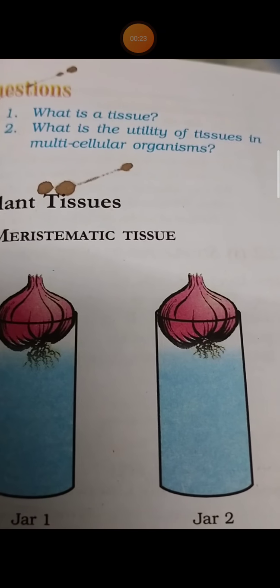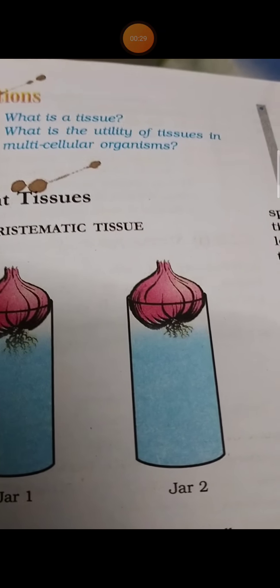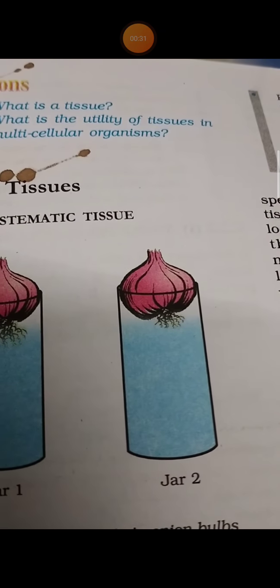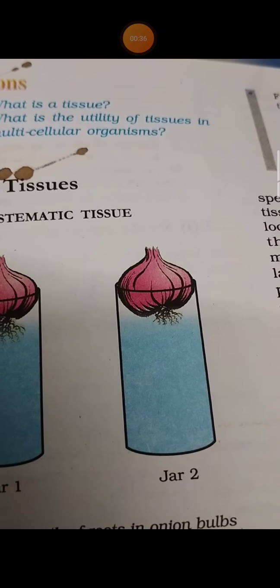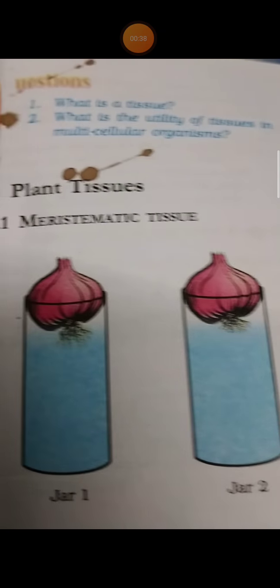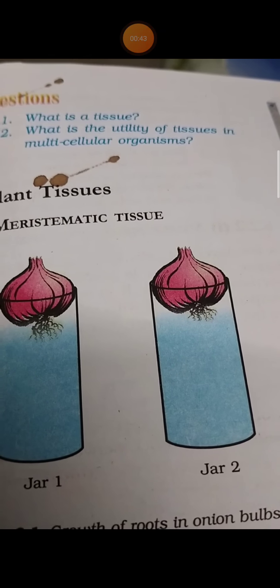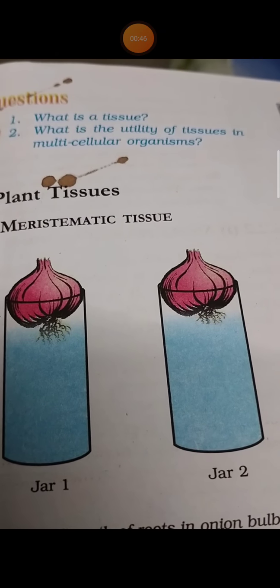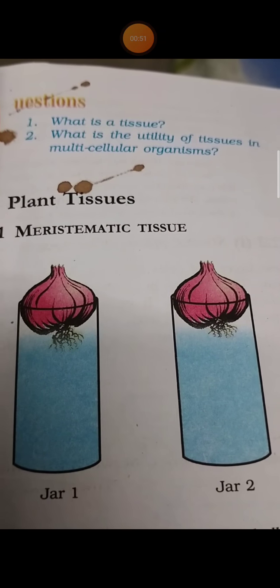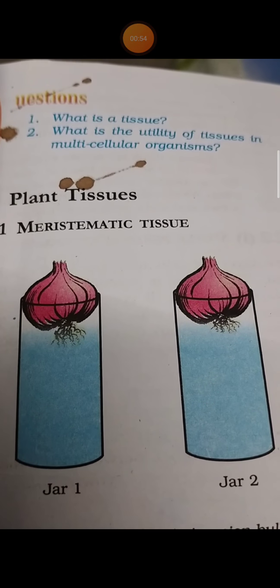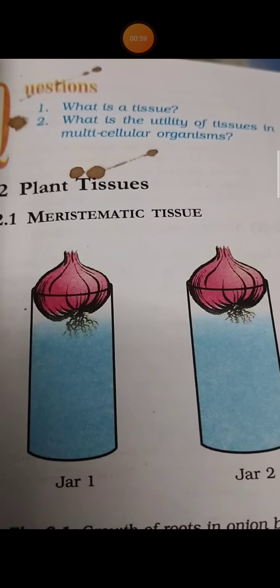Question number 1. What is a tissue? Tissue is a cluster of cells which are similar in structure and work together to perform a particular function. In some conditions, you can say a tissue is either a group of similar cells or a group of dissimilar cells which perform a particular function.